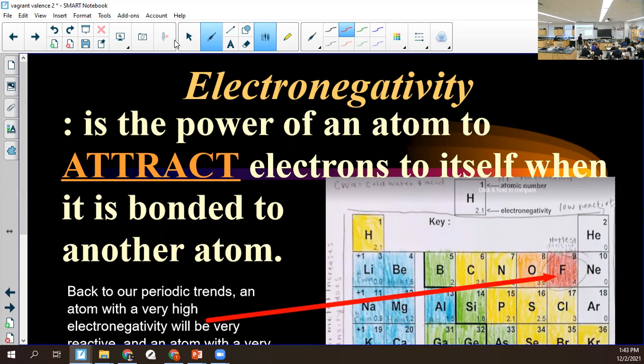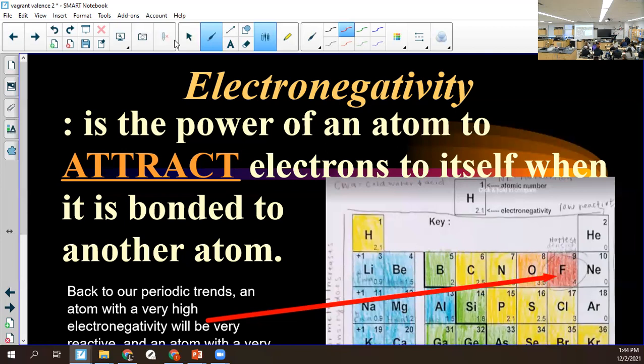And no surprise, F has the highest value. F has the highest value. Where is the lowest value, if you had to guess without looking? Cesium and francium. So F is high and right, and it's really reactive because it steals. Way down here in the bottom left, Cs and Fr is a 0.7. They hold their electron the weakest.